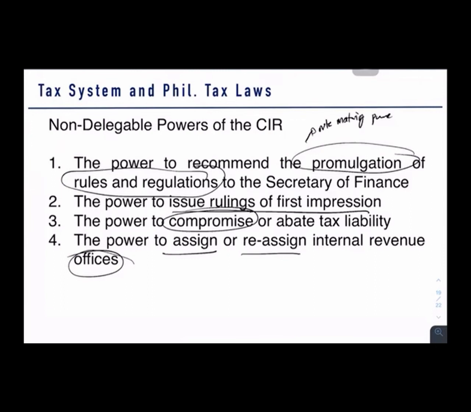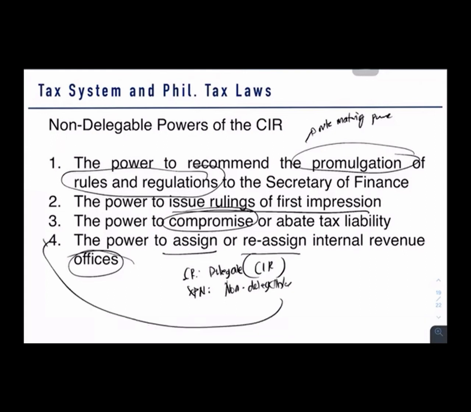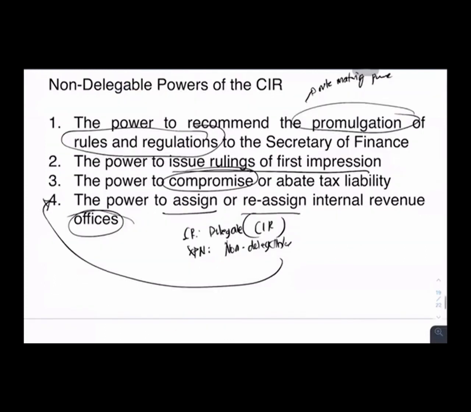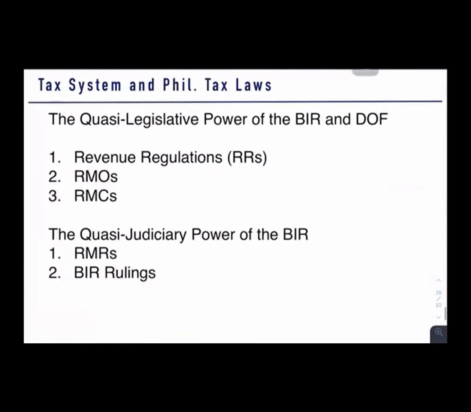So again, from the enumerations, general rule, the CIR can delegate. Exception, non-delegable power. So what are the non-delegable powers of the CIR? We have 4 items, 1, 2, 3, and 4. So please try to familiarize yourselves with the powers of the CIR and of course, the non-delegable powers of the CIR. We go now to the quasi-legislative and quasi-judiciary power of the CIR.